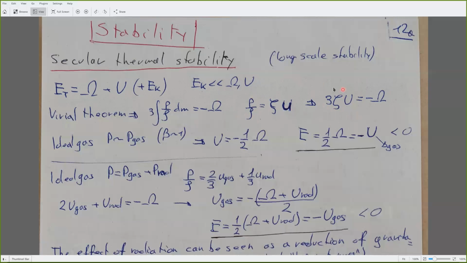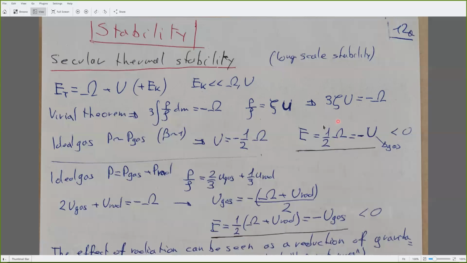That gives us the usual relation, which depends on the equation of state, between the total internal energy and the potential energy of the stars. For the ideal gas, the total pressure is almost all gas pressure, so beta is more or less 1. We have the classical internal energy equal to 1/2 of the potential energy. So the total energy is the sum of the two.